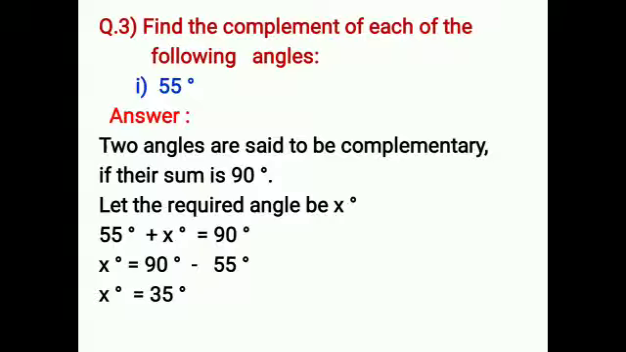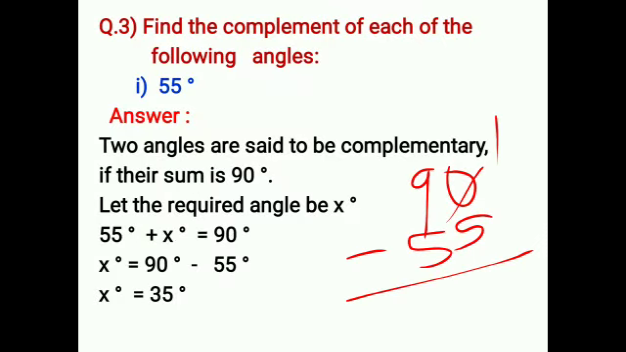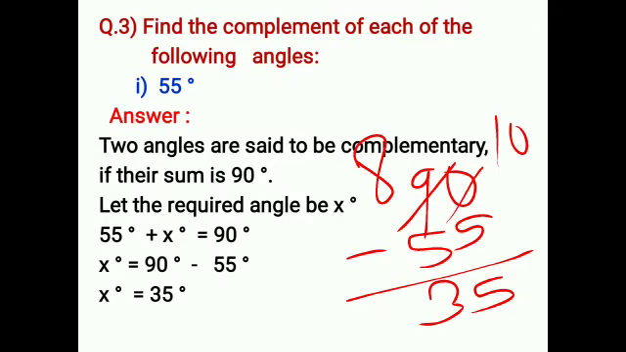So 90 minus 55, what is the answer here? 35. So see here, cancel this 0, write down here 10. 10 minus 5, answer is 5. Cancel this 9, write down here 8. 8 minus 5, answer is 3. So answer of this question is 35. So that means the complement of 55 is 35 degree.